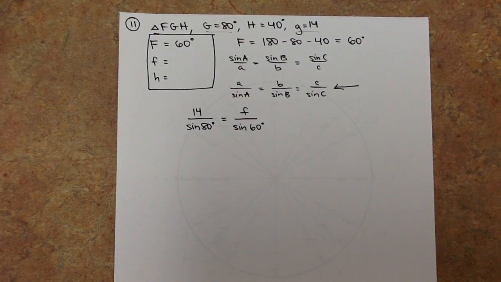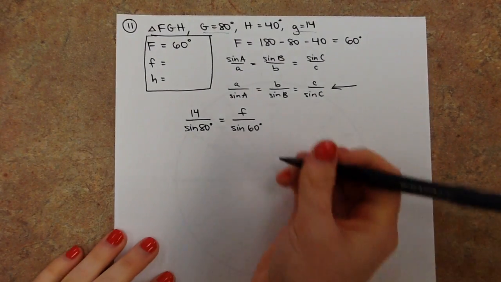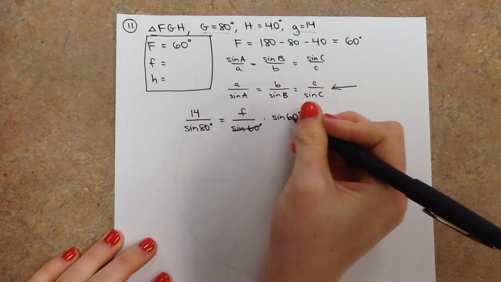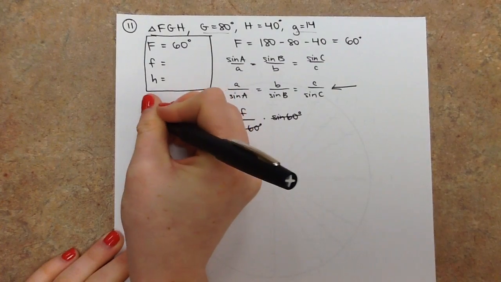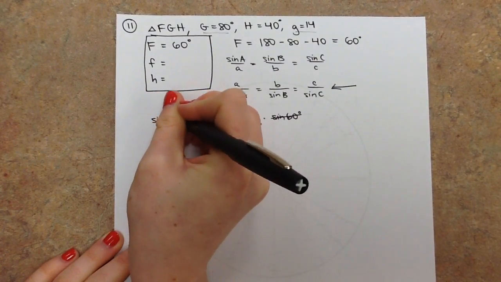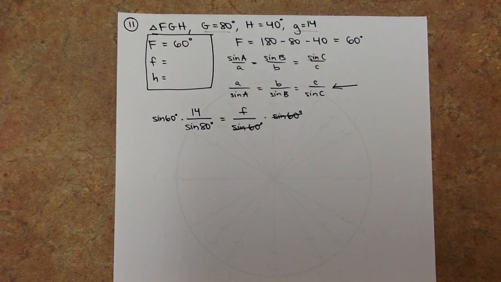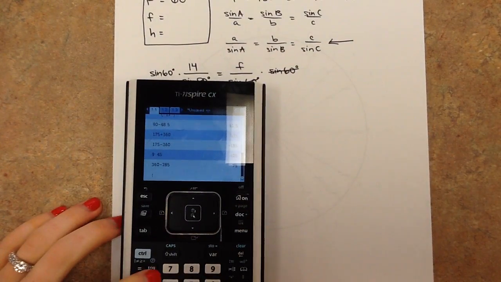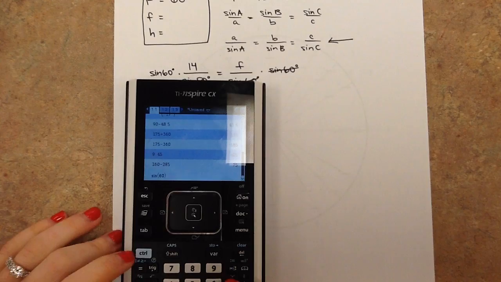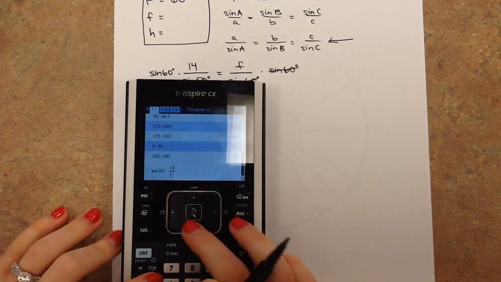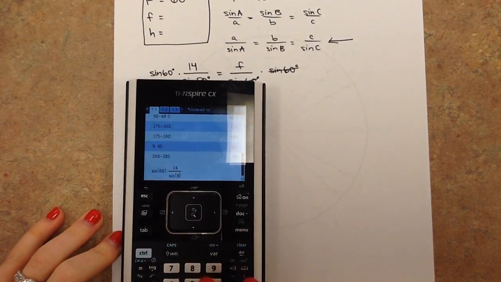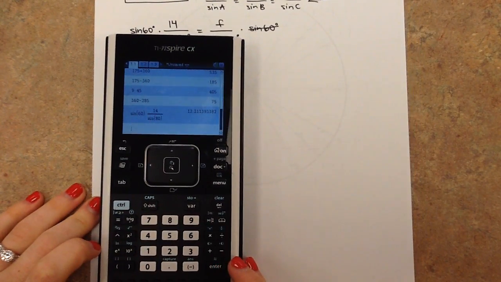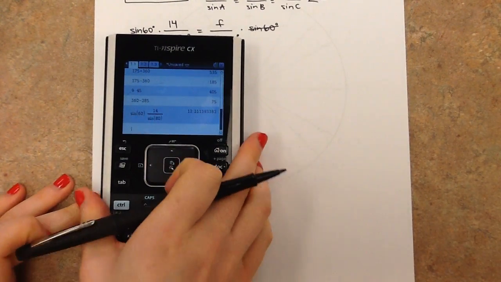Once we solve for this, we're going to be able to get the f by itself. And so the way to get the f by itself is to multiply both sides by the sine of 60 degrees. So it'll cancel right here. And of course, to keep the balance, we've got to multiply by the exact same thing on the other side. So I'm going to show you what that looks like if we plug it in. So we have the sine of 60, and then times 14 over the sine of 80. Okay, so we just have that whole left-hand side that I have written down. We've got it plugged in, and we get this. So we get about 12.3.